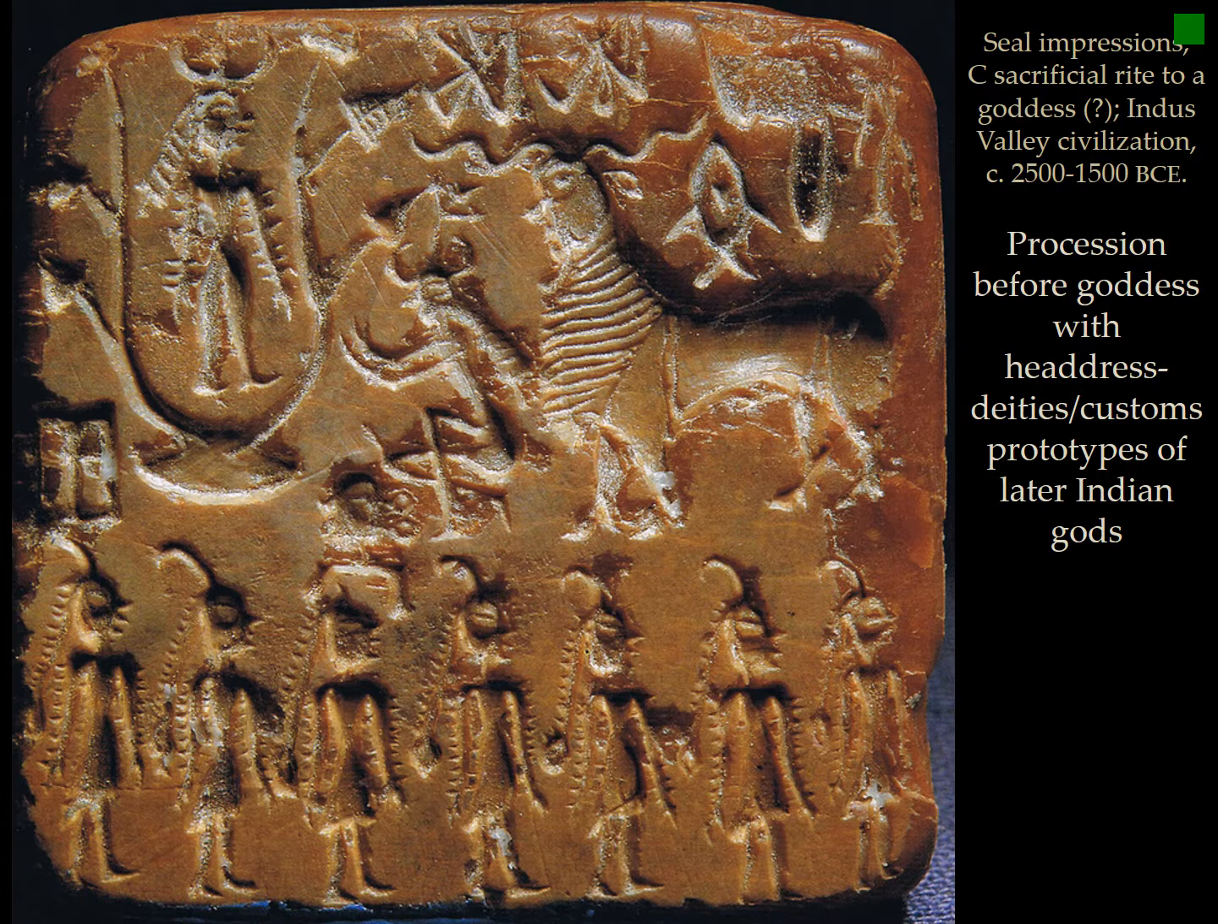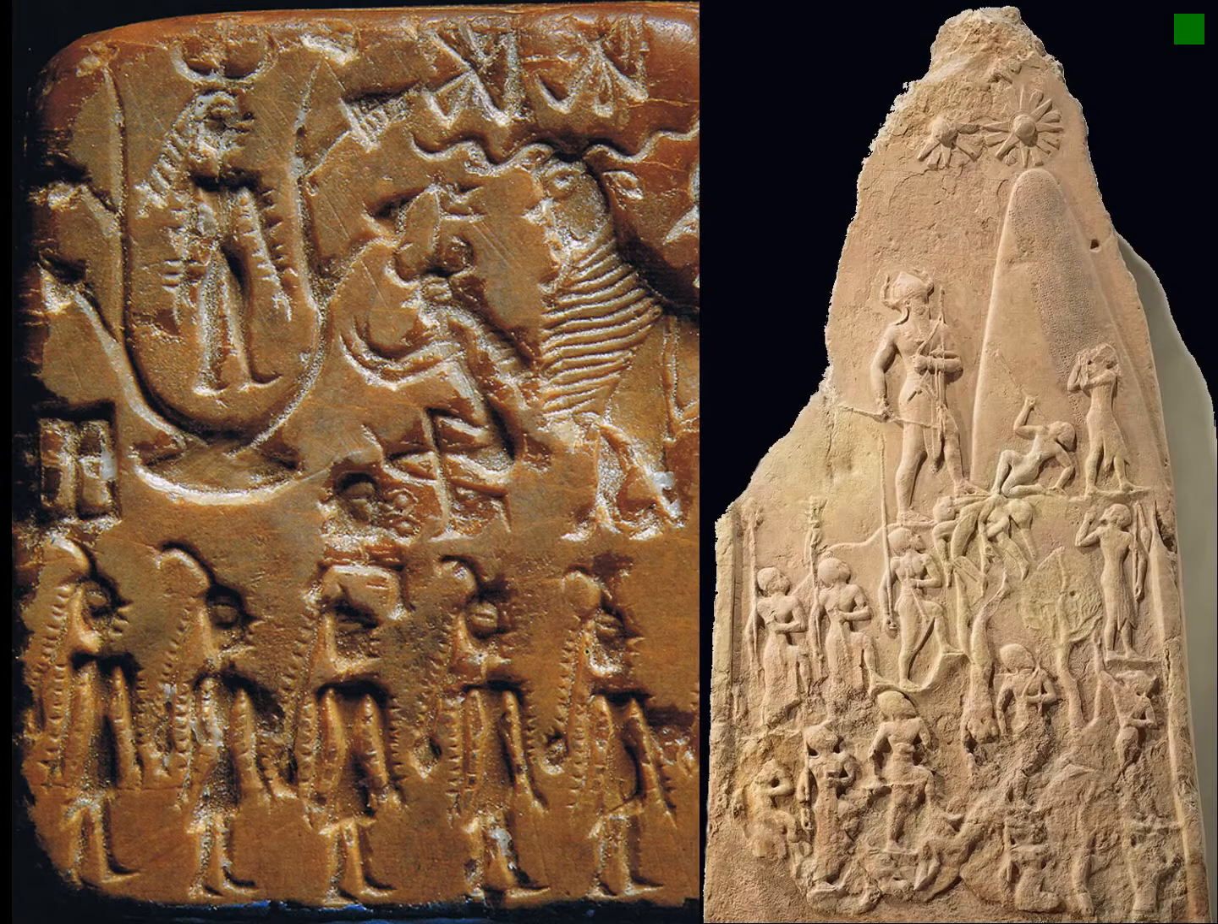The procession seen in this example before a goddess with a headdress in the upper left shows us that the deities, the customs shown here, would be prototypes for later Indian gods in Hinduism. So just to show you, we have all of these people brought together for the ceremony with this divine entity at the top of this carving, not unlike what is seen in the West at the time.